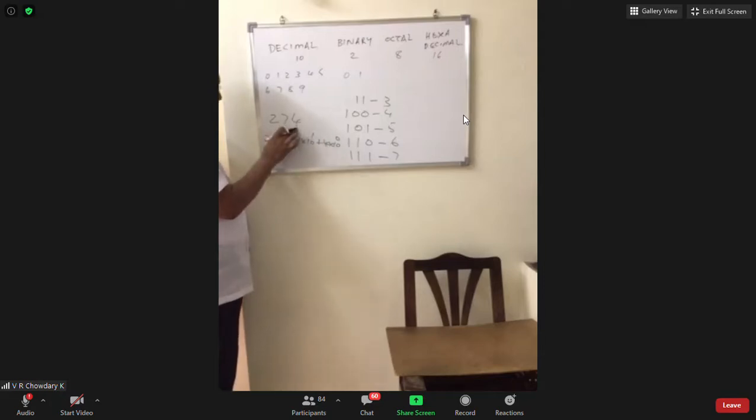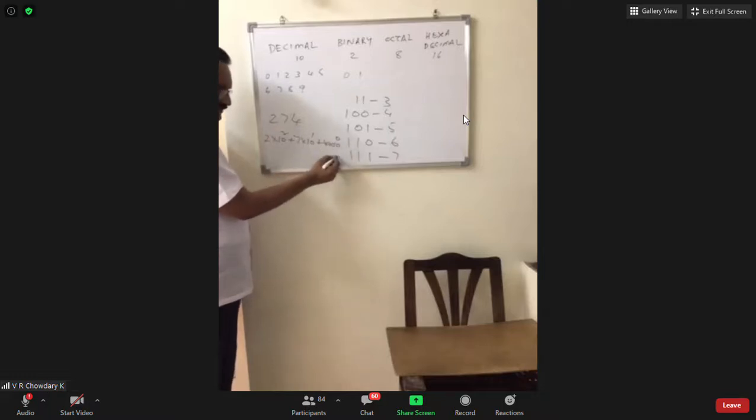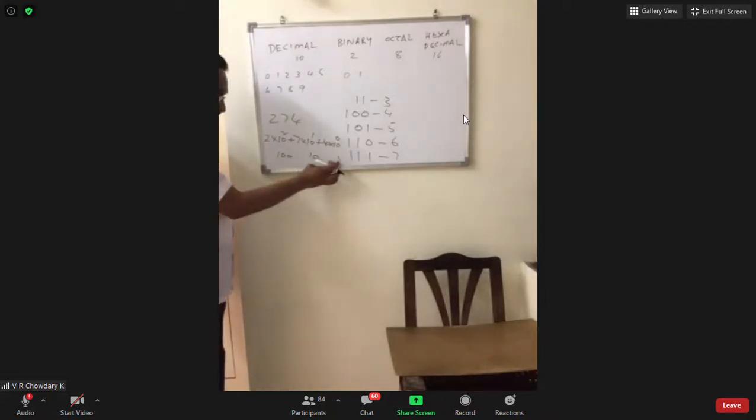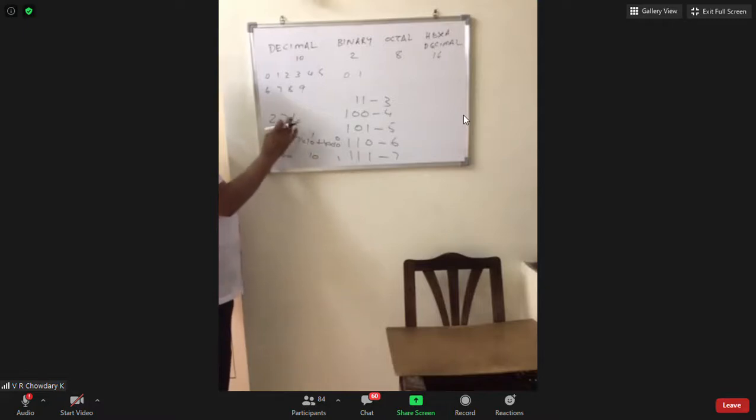So what is the weight of the units digit in the case of decimal number system? 10 to the power of 0, 1. What is the weight of the tens digit? 10 to the power of 1, so 10. What is the weight of the hundreds digit? 10 to the power of 2, that is equal to 100. So what are these quantities? Weights of the digit positions. So the weight of the unit digit position is equal to 1.